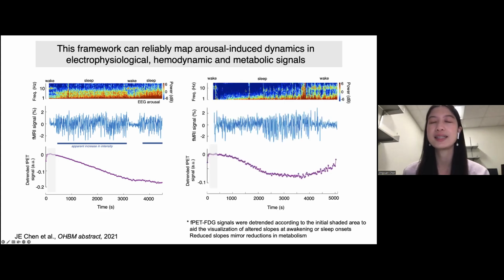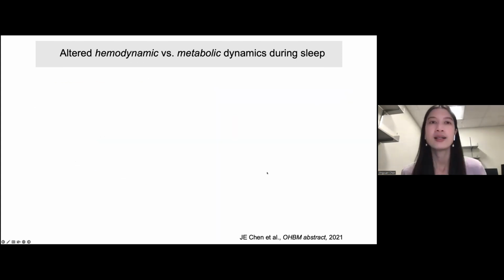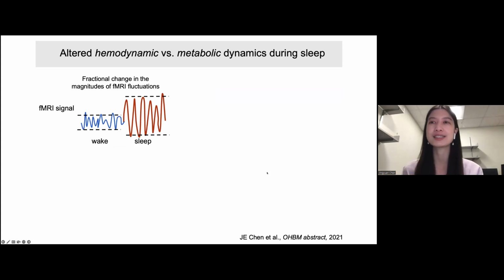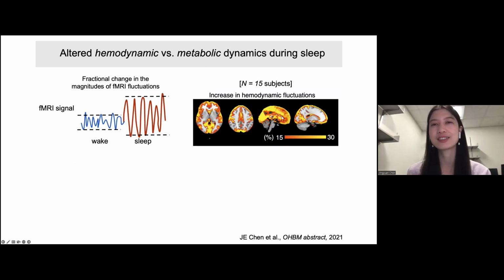And here is another subject example where you have different stages of sleep during the scan. You can clearly see in each stage, there is a different slope of the signals. So here we characterize the spatial patterns just to compare them. For the fMRI signal, we calculate the fractional increase in the fMRI fluctuations, and this shows the group-level responses of which region shows the most drastic changes.